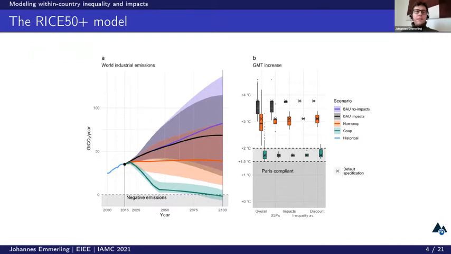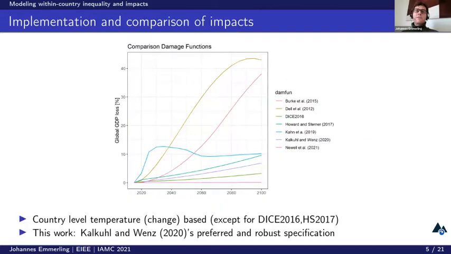Now here, what we did is we added to this model a completely new module which replicates within-country inequality. And we also added impacts, because we do also allow cost benefit analysis. And for that, the first thing we had to do was implement a variety of different damage functions, which are shown here. Here I just show the results of the different damage functions, I think 7 or so, that we've been implementing.